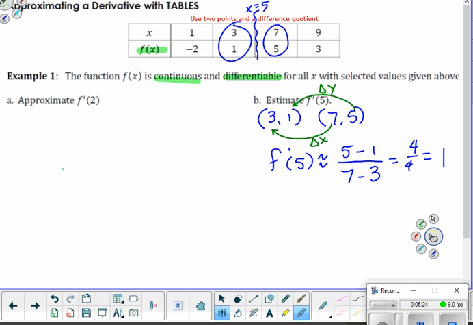So here's my answer. I ended up with an answer of 1. I took the difference of my y's, 5 minus 1, and the difference of the x's, 7 minus 3. As you can see up above in the table, those are the 2 points I selected because we were calculating the derivative at 5.